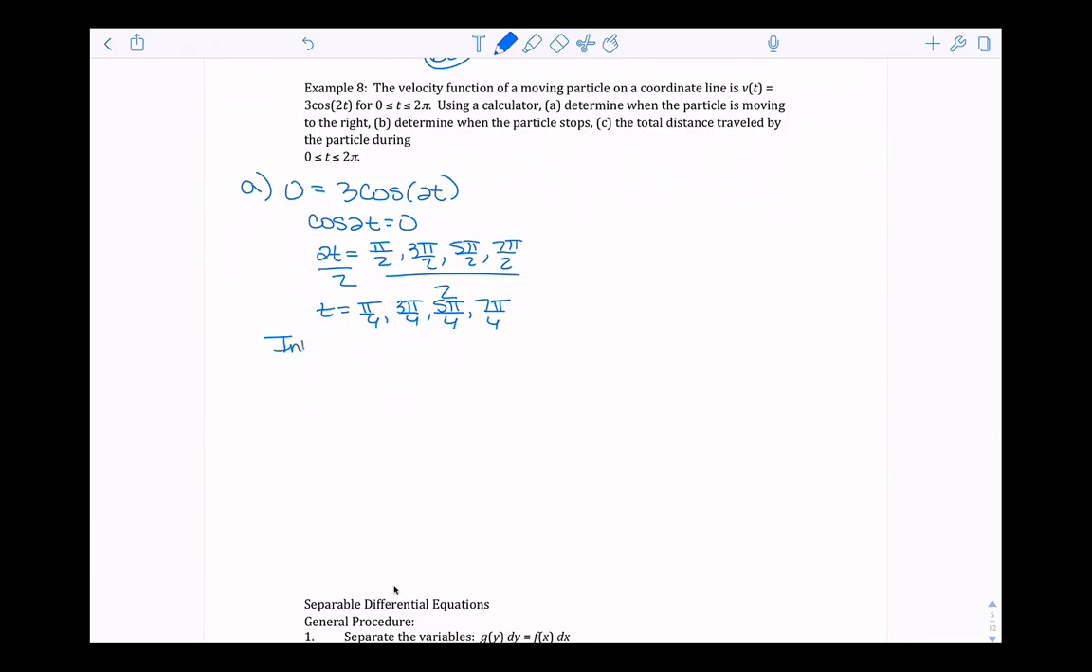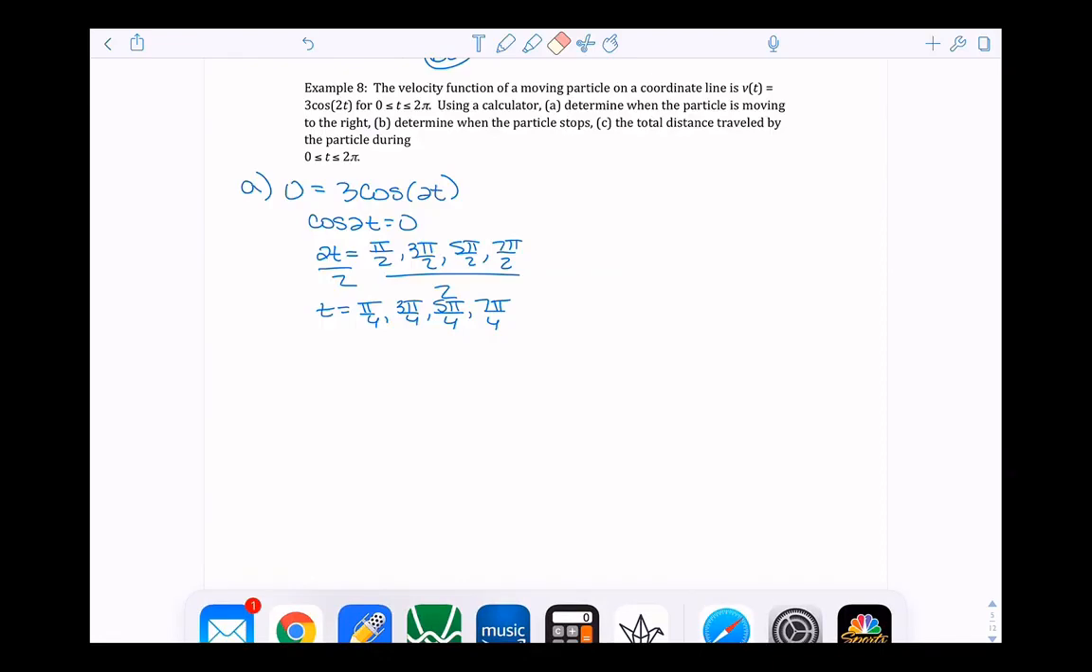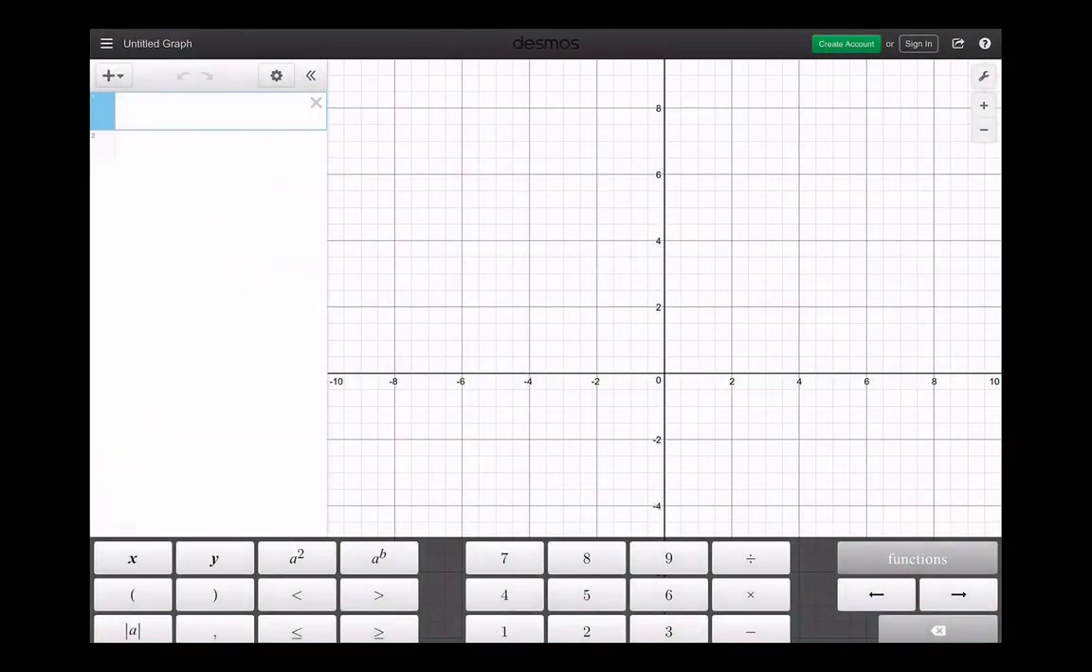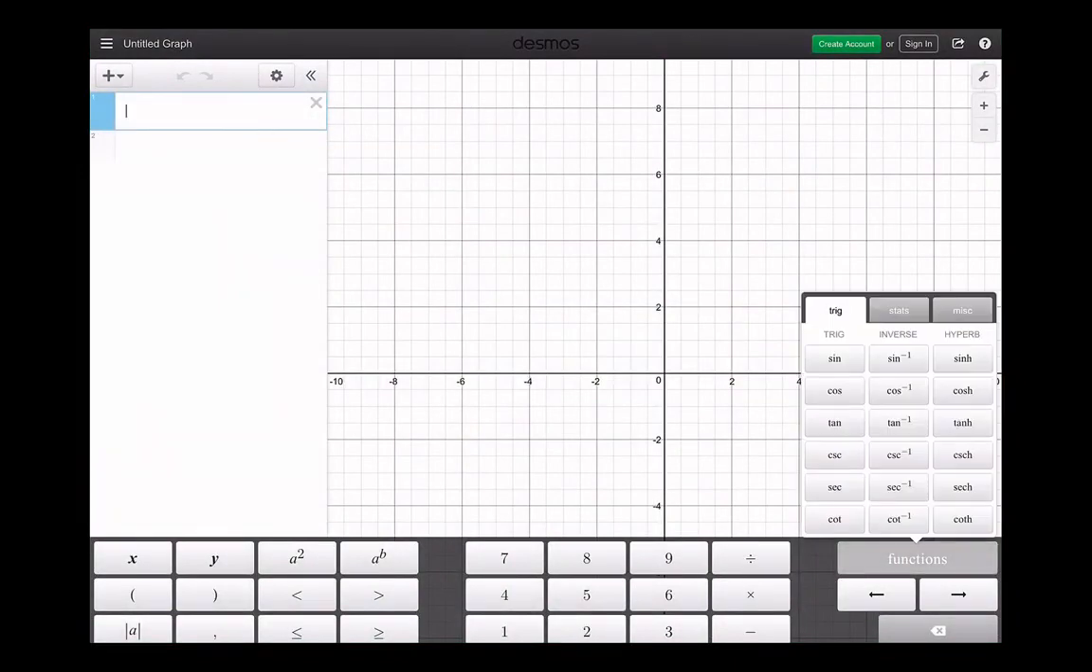And then you can do interval test value, if you want to, without the calculator. Now, once I find my angle measurements, I could actually use the calculator, and I could figure out where my particle is moving to the right and to the left. So if we look at, I'll graph it this time with Desmos, so we can flip back and forth real easily.